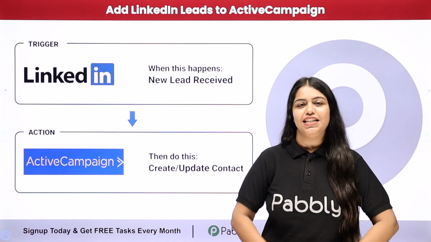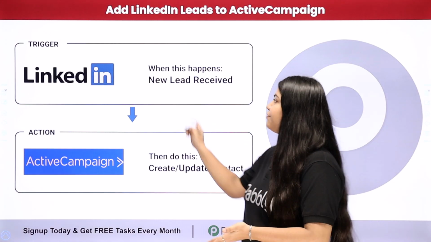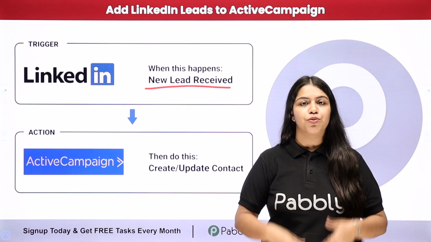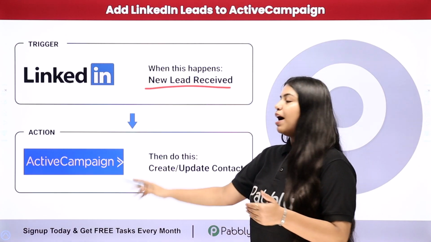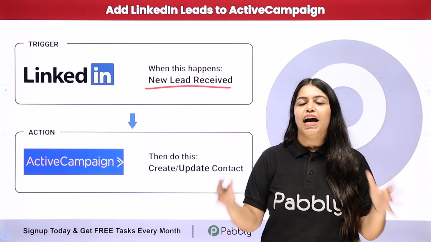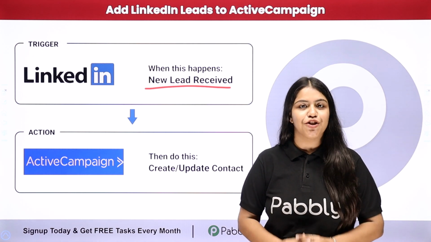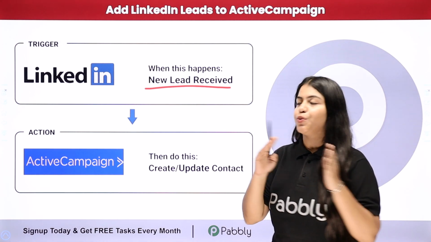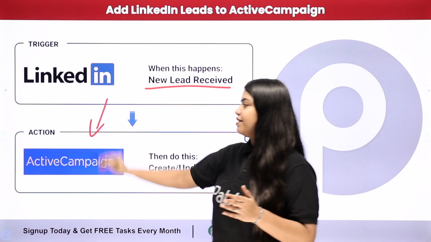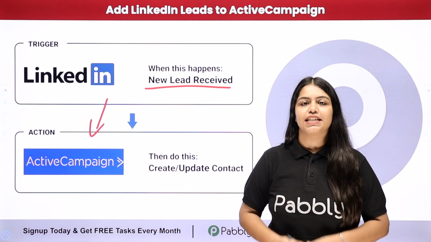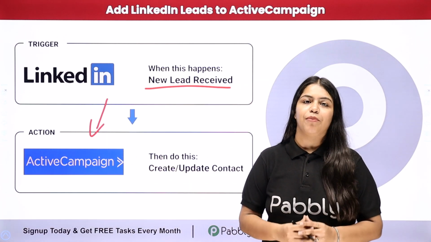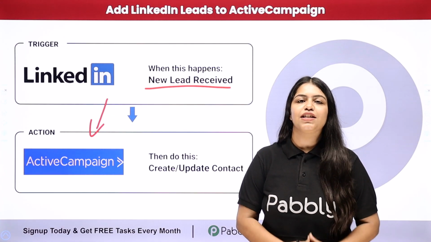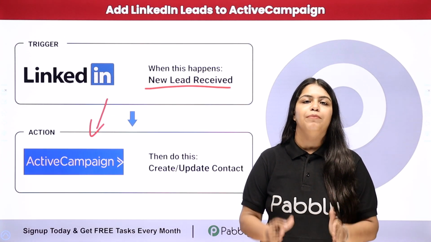And now what I want is that as soon as we receive a new lead from LinkedIn, I want to create or update a contact in my ActiveCampaign too, so that my team can follow up quickly and efficiently. So to do this, we are going to create a connection between LinkedIn and ActiveCampaign, without knowing any programming or coding language, using an amazing automation software which is Pabbly Connect.